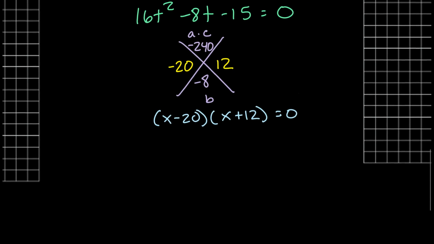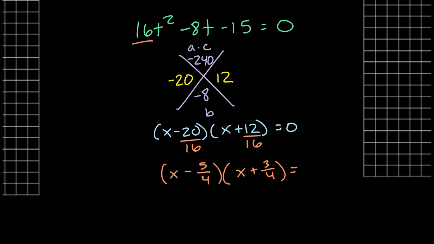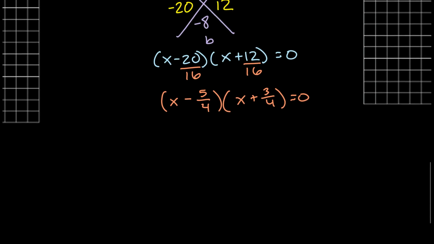So either you can factor by grouping, or you can take the A value and divide both by it. Now neither of them divide, so what do I need to do here? Simplify them. What does 20 over 16 simplify to? 5/4. And what does 12 over 16 simplify to? 3/4. Now I have my factors.